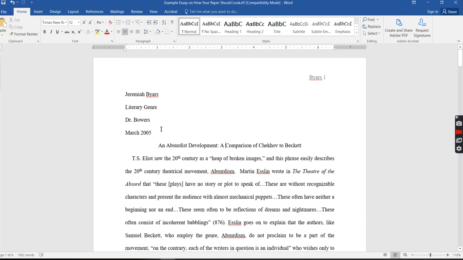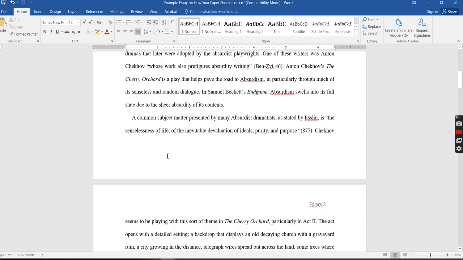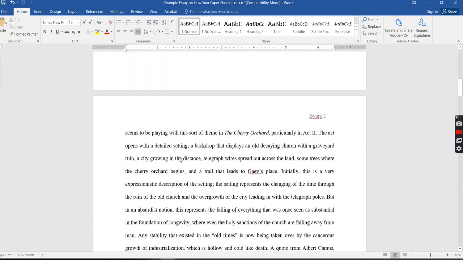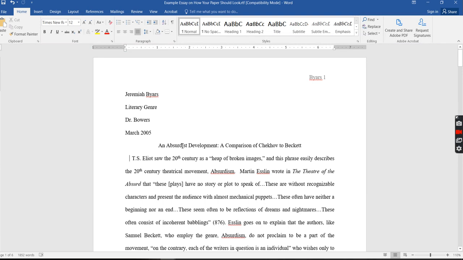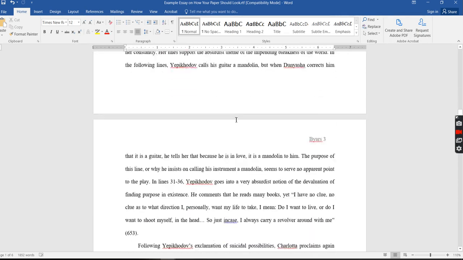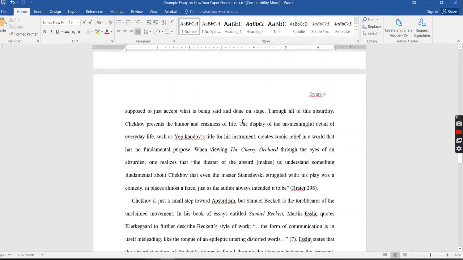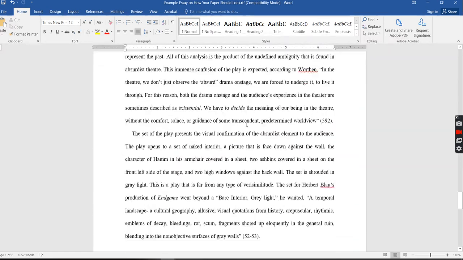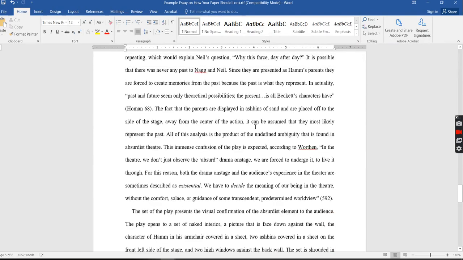Okay, and look, there's no extra spaces. You see, there's no extra spaces between the header, the title, and the first sentence. Each paragraph is indented. Okay, and you need to have 5 for full credit. Full credit, you need 5 full pages, and that's not including your works cited page. So you have 1, 2, 3, 4, 5. 5 full pages.